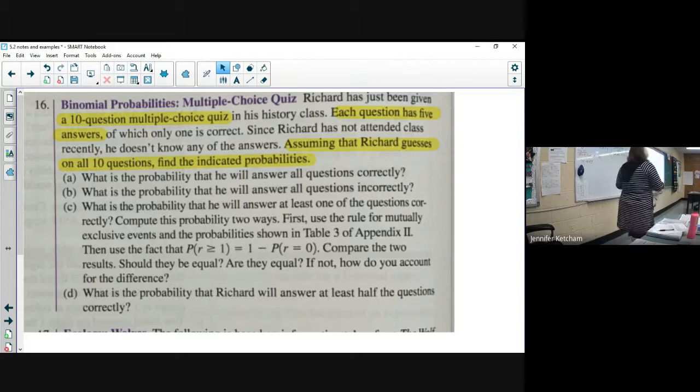Rich has been given a 10-question multiple choice quiz in his history class. Each question has 5 answers, so you think about like A, B, C, D. Right? Obviously only one's correct. Richard has not attended classes recently, so he doesn't know any of the answers. Assuming he guesses on all 10 questions, we want to find these different probabilities.